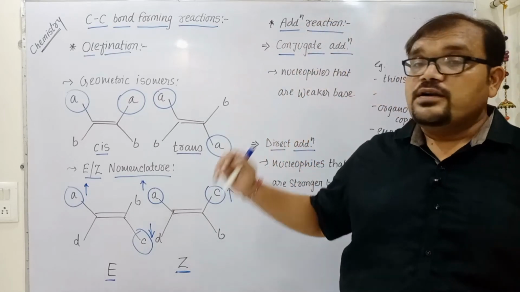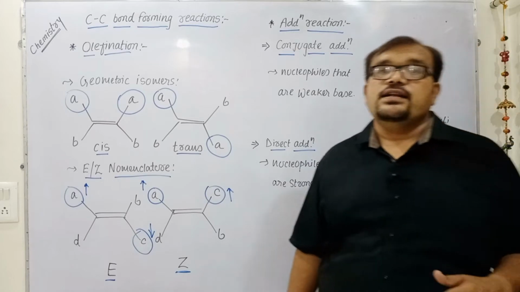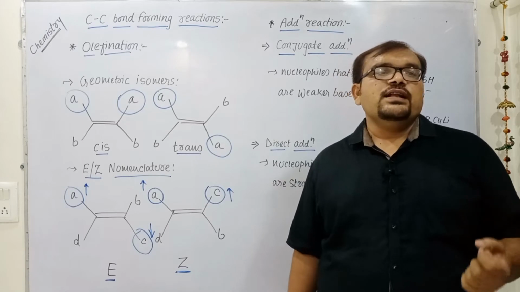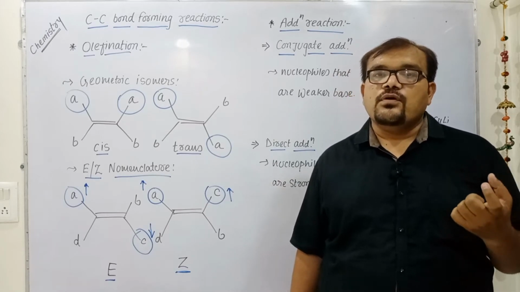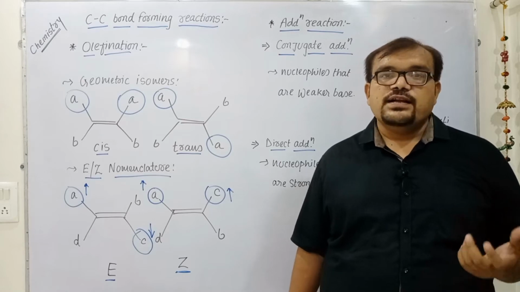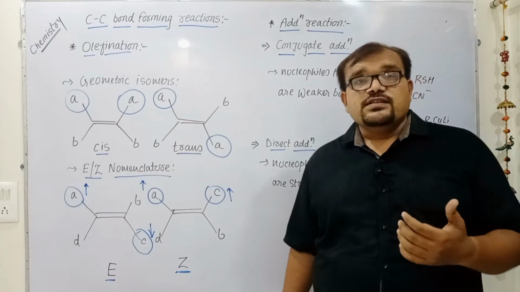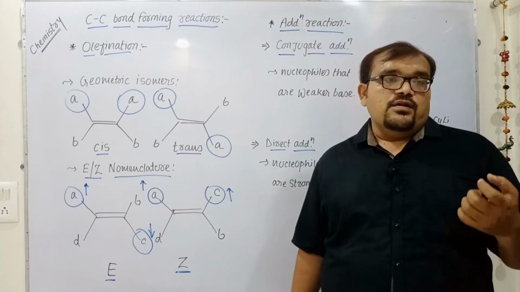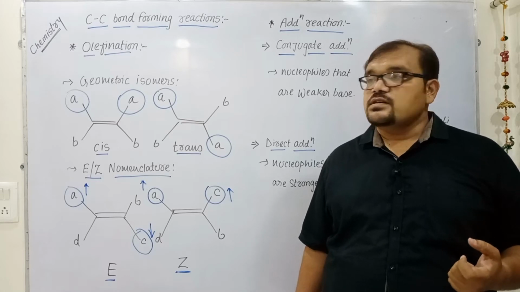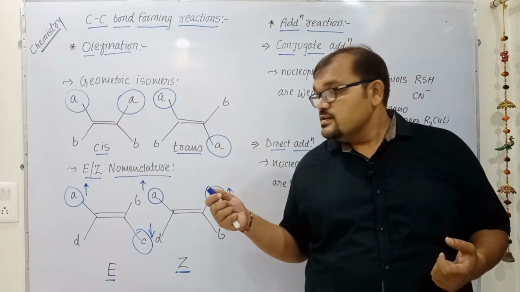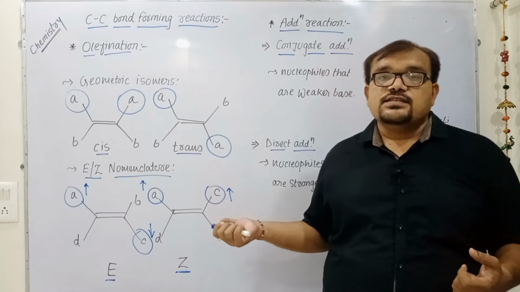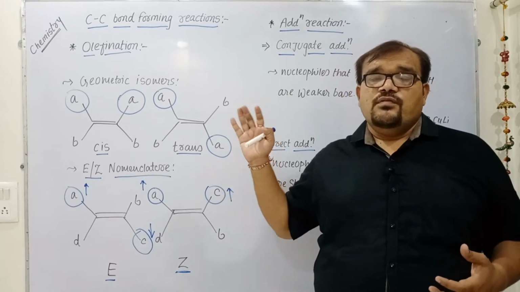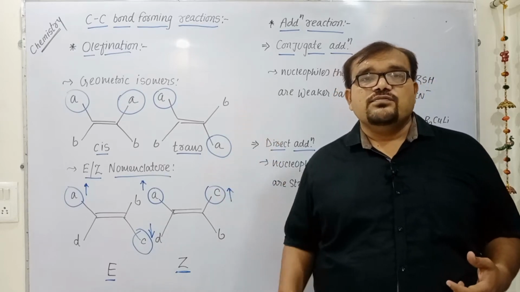Now the next part of CC bond formation reaction, that is olefination. As we all know very well, olefination is the synthesis of olefin, or we can also say alkene. Before we start the reactions used for olefination, we should know certain basic terms, that is geometric isomers and EZ nomenclature, as we can see on the board. These are very basic terms, and we should know the definition of geometric isomer.